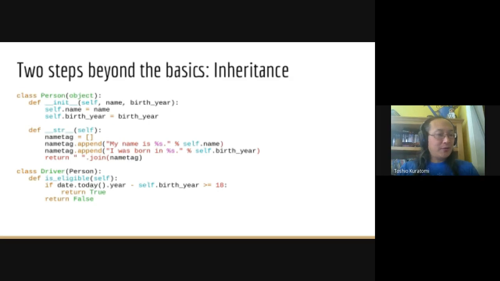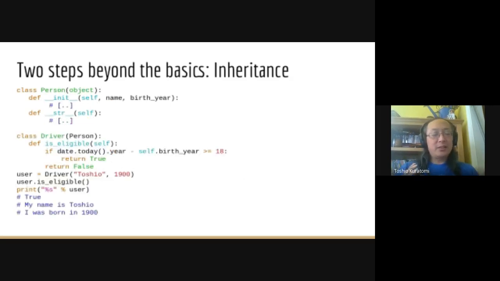So here we have a class Driver. It inherits from Person. It lists Person as its parent object. So that means it inherits from it. And it defines one method, is_eligible. And what it's doing is checking if you're eligible for a driver's license, right? If the year today minus your birth year is greater than or equal to 18, then you're over 18 years old, it's going to return true, you're eligible for a license, otherwise it will return false.